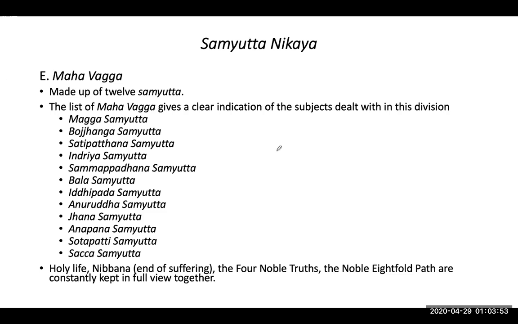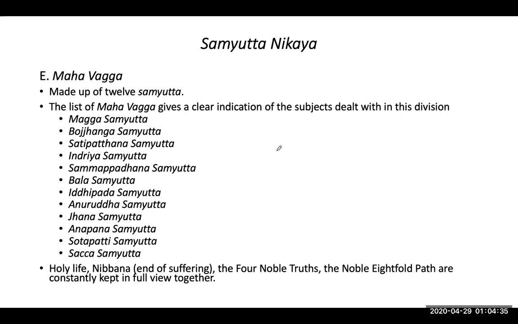The last division is Mahavagga. It is made up of 12 samyuttas, and the list of them gives a clear indication of the subject dealt with in this division: Magga Samyutta, Bojjhanga Samyutta, Satipatthana Samyutta, Indriya Samyutta, Sammappadhana Samyutta, Bala Samyutta, Iddhipada Samyutta, Anuruddha Samyutta, Jhana Samyutta, Anapana Samyutta, Sotapatti Samyutta, and Sacca Samyutta.